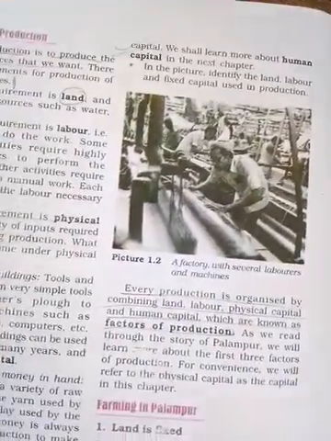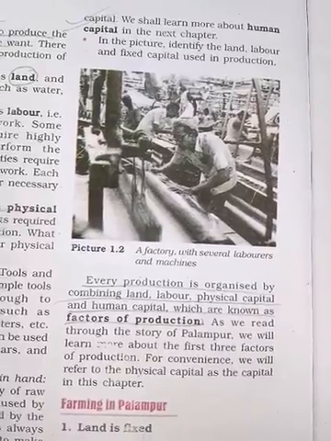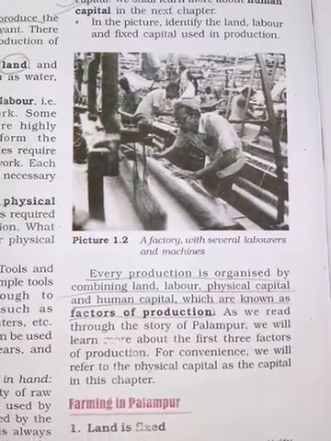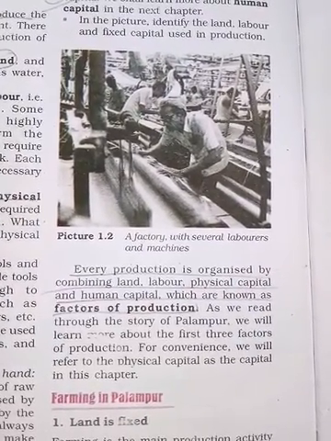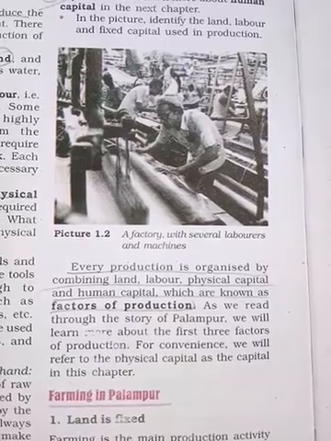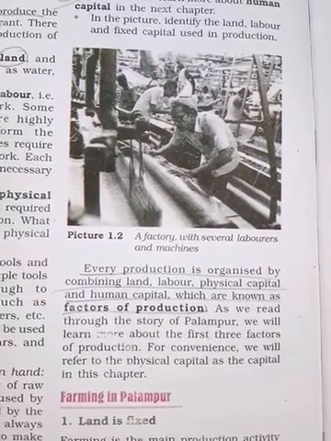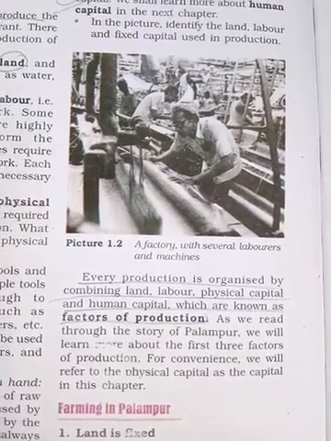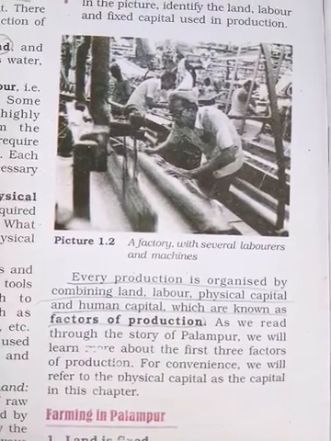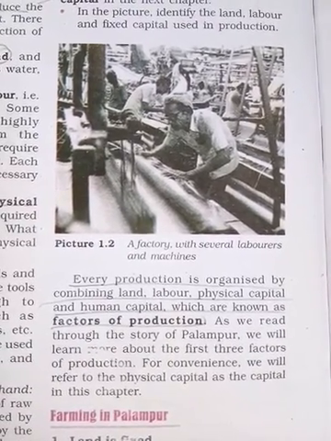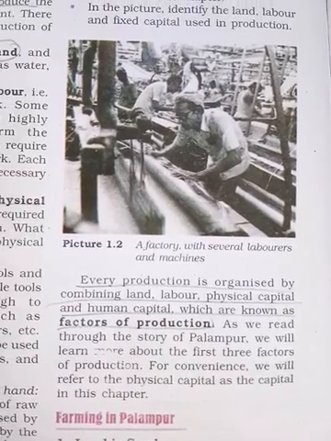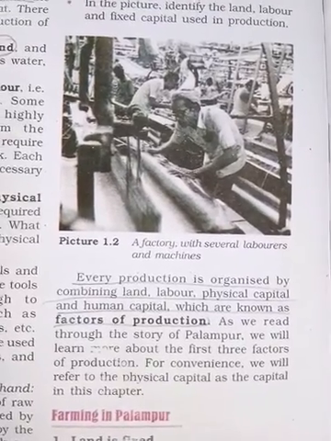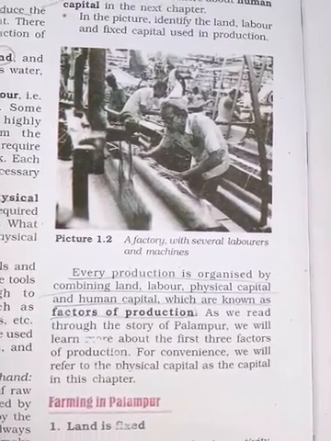And the next one is: every production is organized by the combining of land, labor, physical capital and human capital. So this is very important. For any production we need land, labor, physical capital and human capital. All these are known as factors of production. That means for any production we need these as requirements.